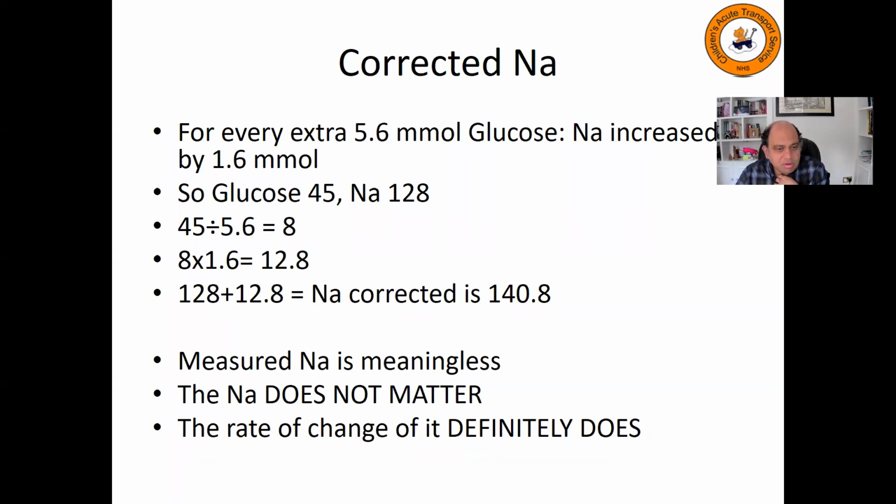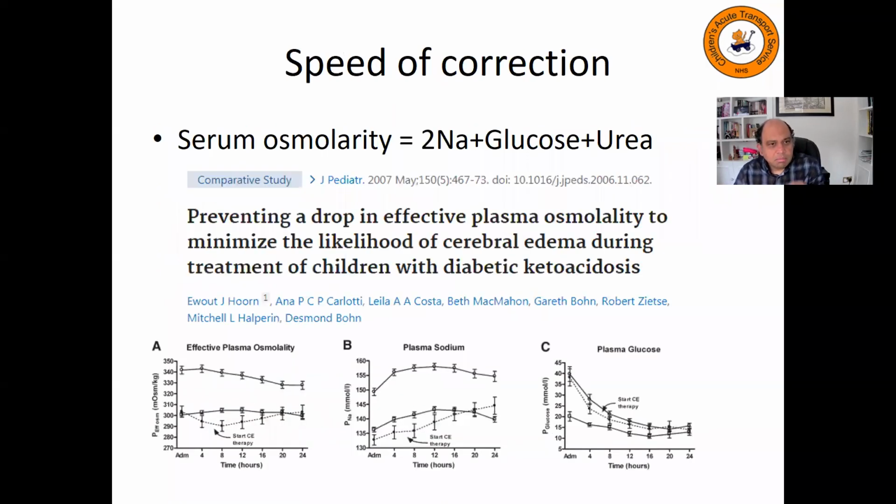The rate of change of the corrected sodium is most important in tracking the risk of plasma osmolality changes and risk of cerebral edema. So next slide, please. So the serum osmolality is calculated as twice the sodium plus glucose plus urea.